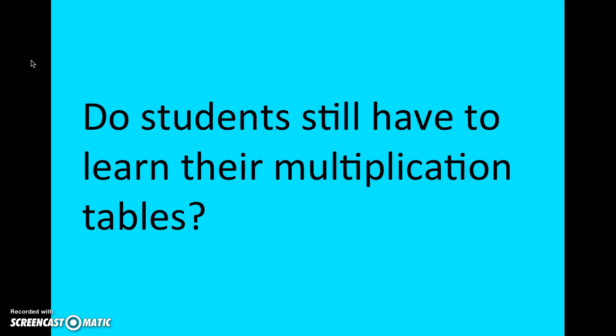The next question was, do students still have to learn their multiplication tables? That's a good question. Yes, they'll still need to learn their multiplication tables, but we will practice that. They do not have to know all of their multiplication tables at this moment, but we are going to continue to work on it and make the process of learning all of them much easier. So no, not in first grade, they do not have to know 9 times 10 is 90 at this exact moment.